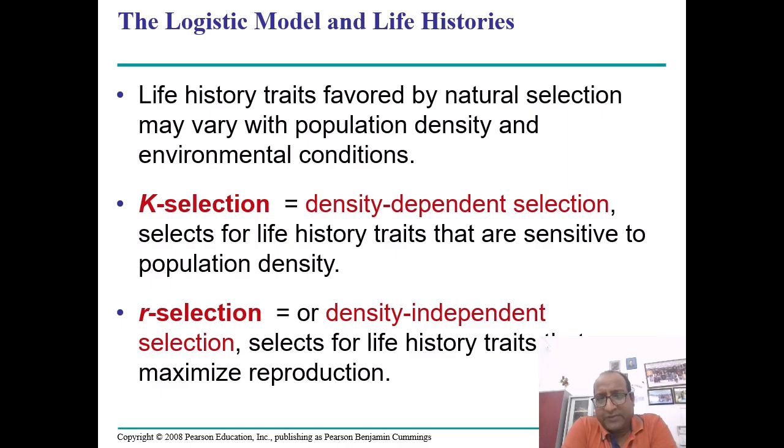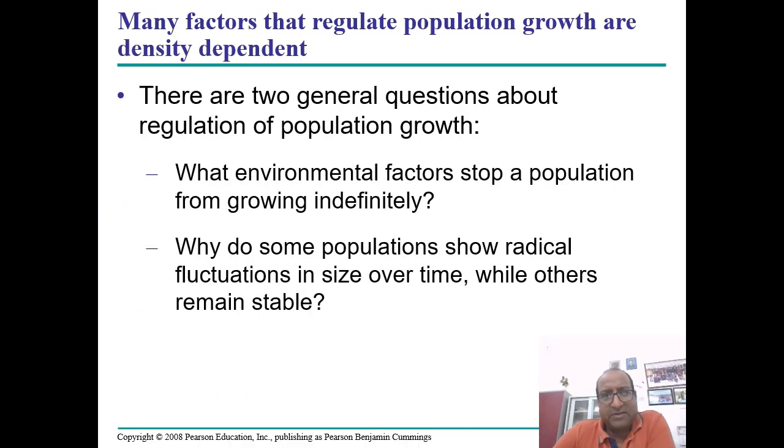It selects for the life history traits that maximize what? Reproduction. r selection, K selection. r selection means semelparity. K selection means iteroparity. In r selection, the individuals reproduce only once in their life, while in K selection, individuals reproduce at regular intervals, but in lesser number.